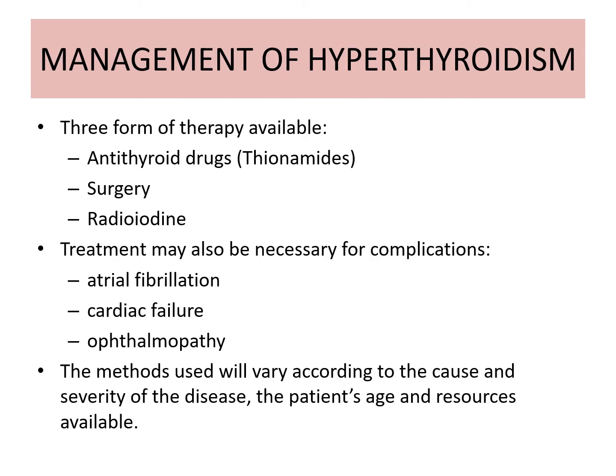For the management of hyperthyroidism, there are three forms of therapy available. Either we use antithyroid drugs such as thionamides, or patients will undergo surgery, or we use radioiodine. Treatment may also be necessary for complications such as atrial fibrillation, cardiac failure, or ophthalmopathy. The method used will vary according to the cause and severity of the disease, the patient's age, as well as the resources which are available.